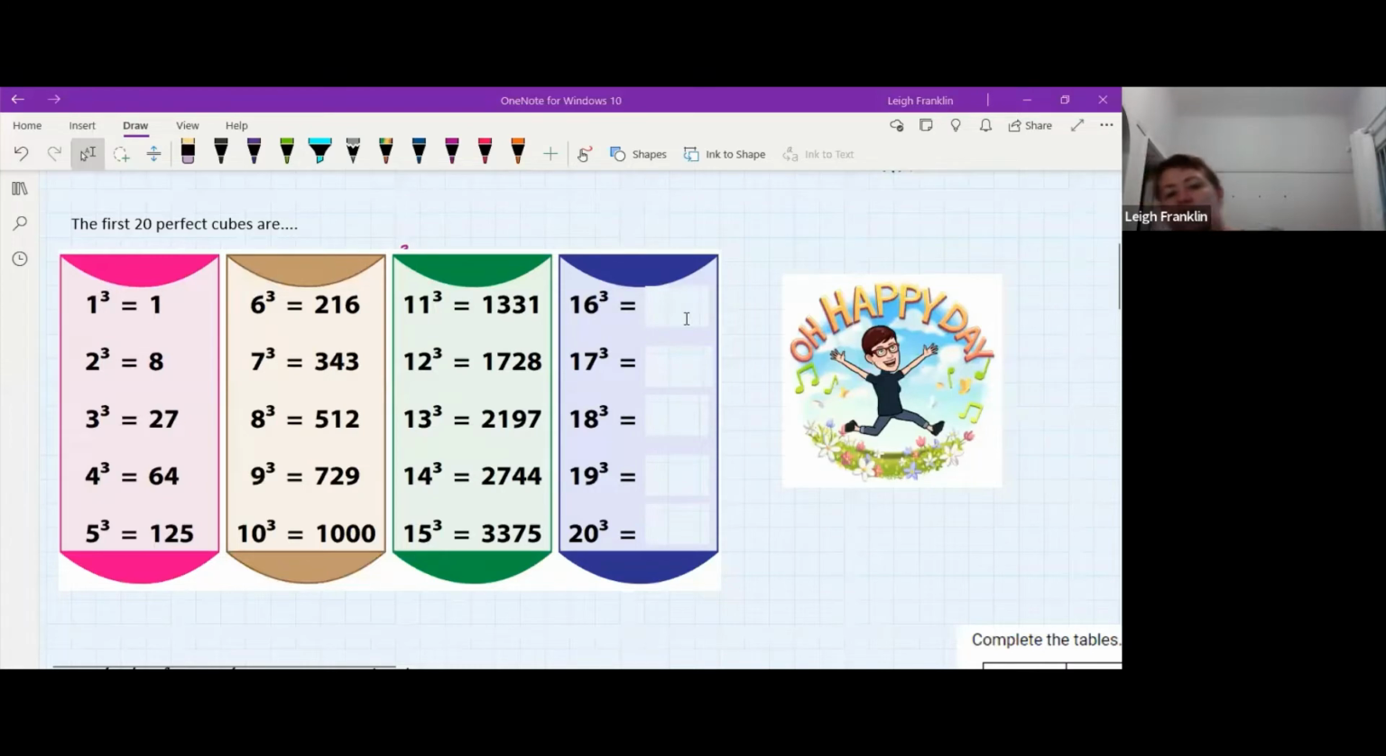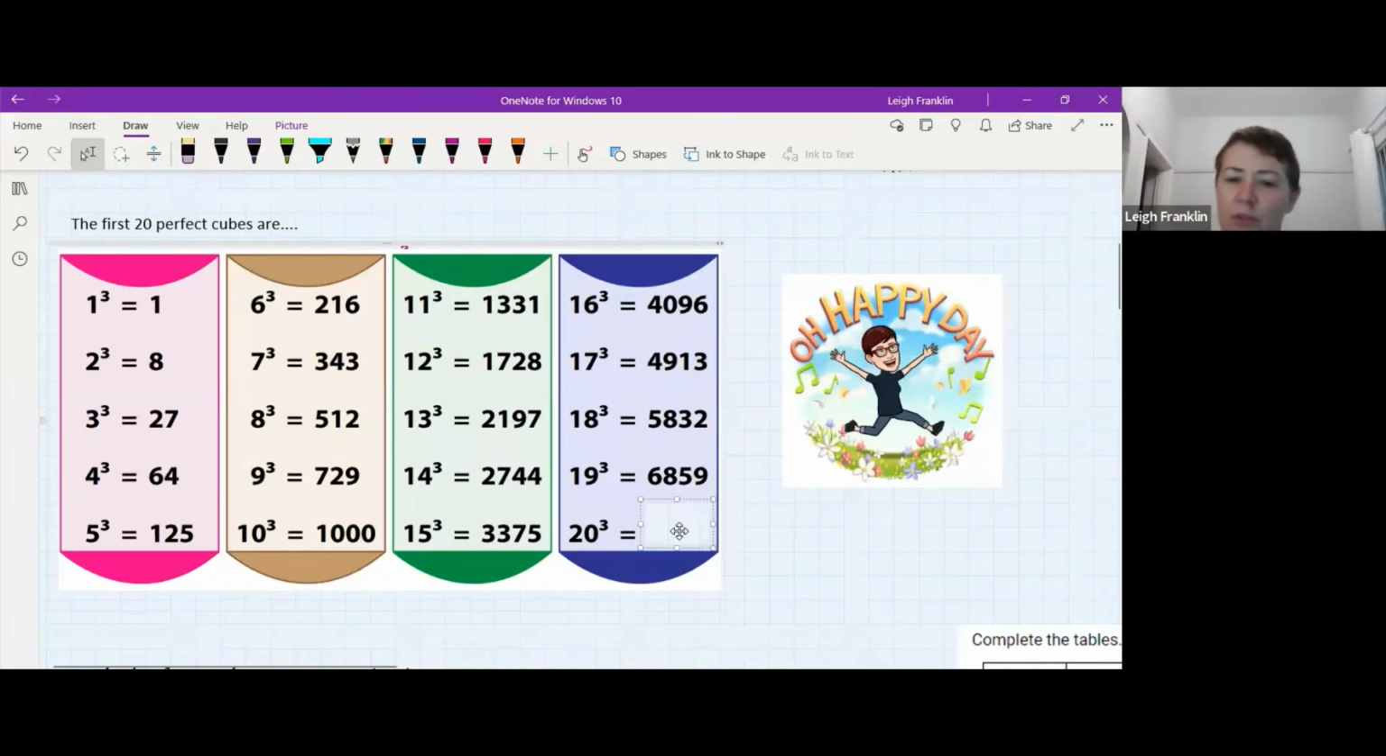All right, then 16 cubed means 16 times 16 times 16, which gives us 4,096. 17 times 17 times 17 is 4,913. 18 times 18 times 18 is 5,832. 19 times 19 times 19 is 6,859. And then the last one, 20 times 20 times 20.